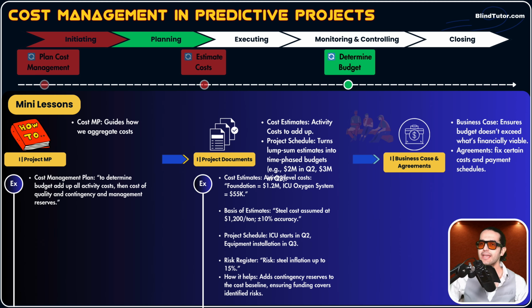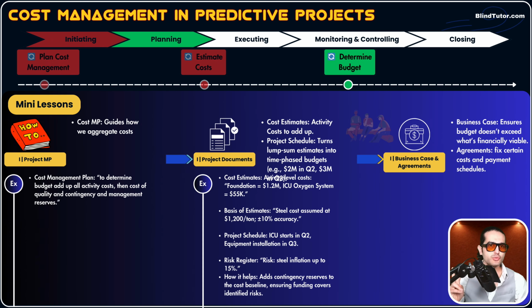Business case and agreements, guys. What's a business case? A business case is a document that justifies the existence of the project, and agreements are those contracts that we sign with external parties, for example, external vendors or external employees.